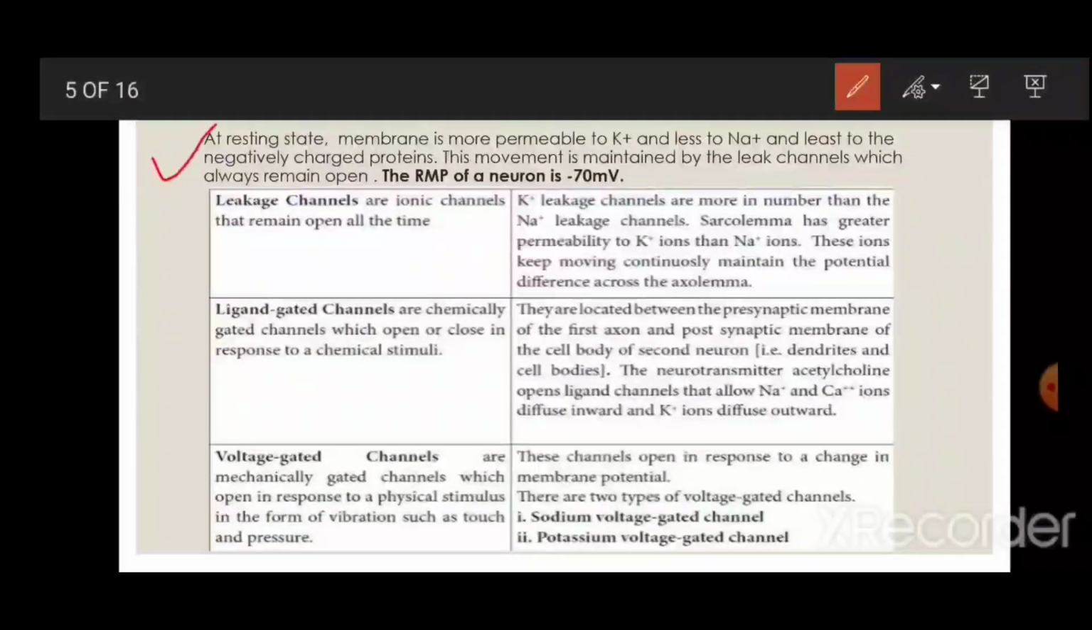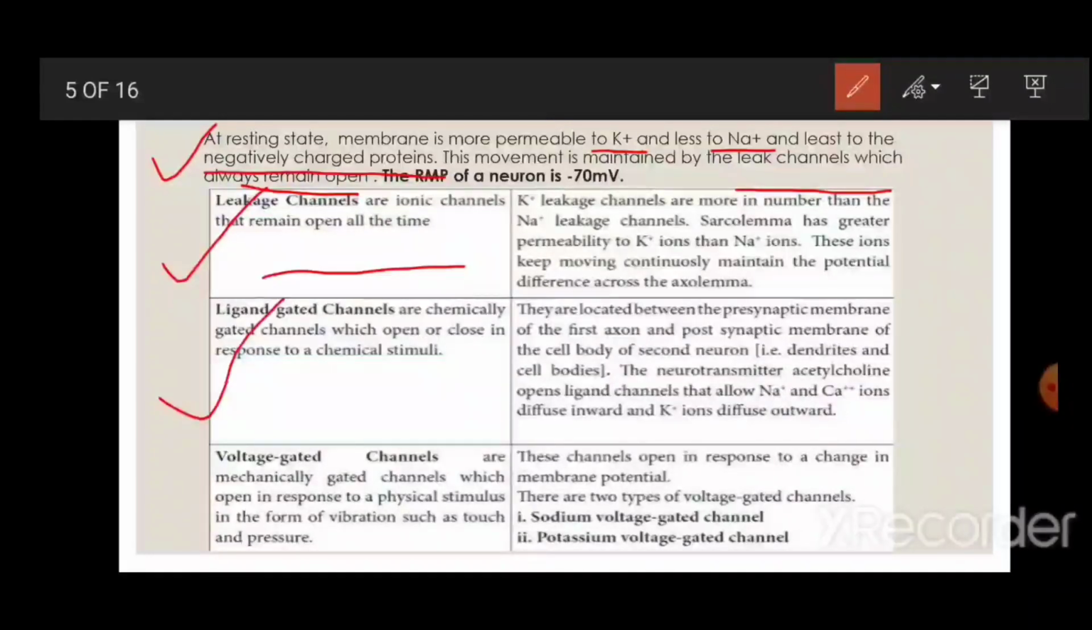So it is written here that at resting stage the membrane is more permeable to potassium ion, less to the sodium ion, and least to the negatively charged proteins. This movement is maintained by the leak channels, which always remain open. So there are basically three types of channels. First is the leak channel. These are ionic channels that remain open all the time, even in the resting stage.